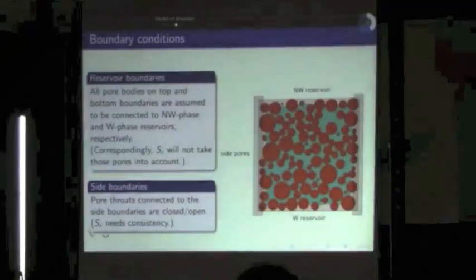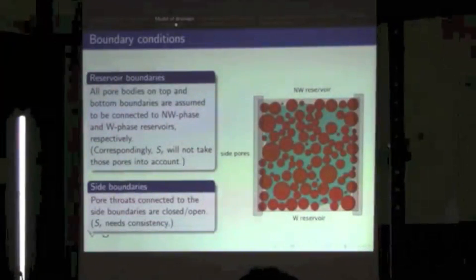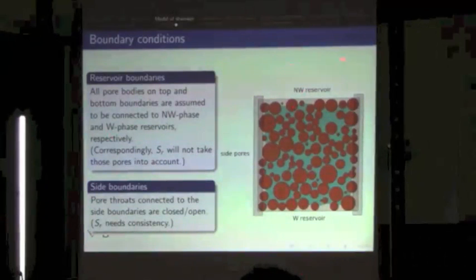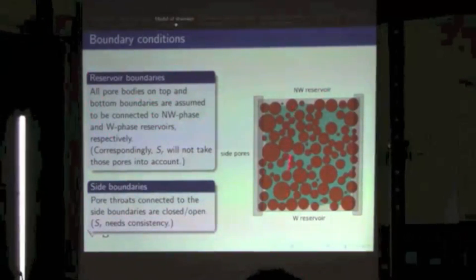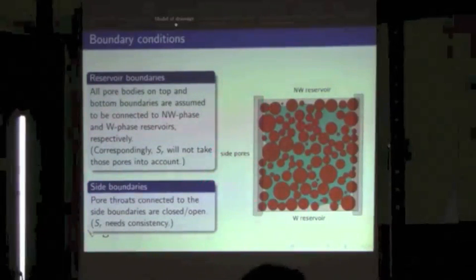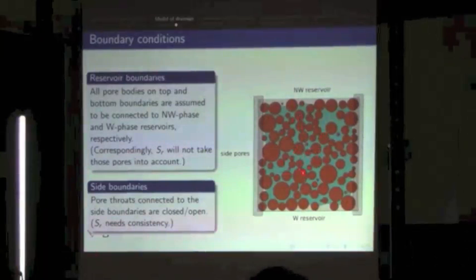And another consideration is about the boundary condition. Usually in experiments, we put some porous media in a container. We invade from one side, which means one side is the non-wetting reservoir, another side is the wetting reservoir. So the reservoir boundary condition is very clear. But for the side boundaries, it's not very clear. You only do the experiment in a container with rigid walls, which means the pore structure here is different from the pore structure inside. So we should consider that. I will talk about this effect later.